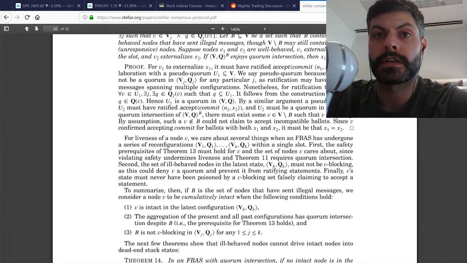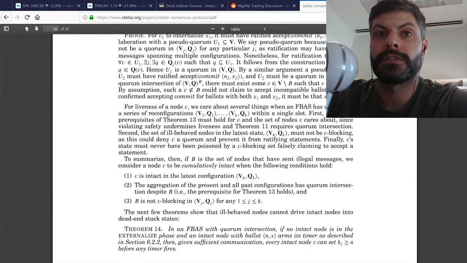To summarize then, if B is the set of nodes that have sent illegal messages, we consider a node V to be cumulatively intact when the following conditions hold. 1. V is intact in the latest configuration tuple VKQK. 2.